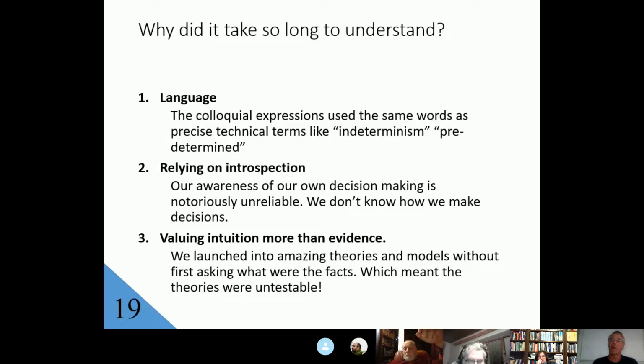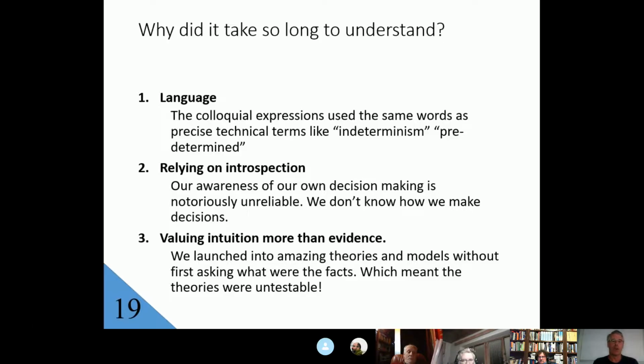The other thing we've done is rely a lot on introspection. It's not, like I said before, always wrong, but we can't be sure of our own decision making. We don't quite know where and when we make decisions. We can't be sure that's right. And we valued this intuition more than the evidence. So there have been some amazing theories produced of two-stage models with different weightings and quantum fluctuations. But these models have been constructed without people first thinking, well, what are the facts here? What is it we've got to explain? And these people who think they've solved the free will problem and got these models have never tested them. They believe in them, no one else does, or no one's convinced.